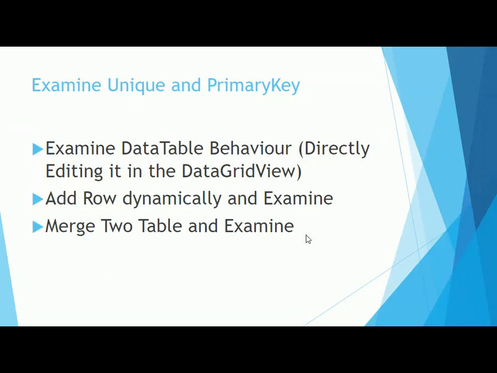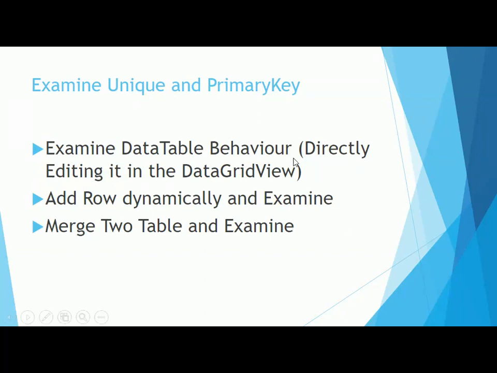So in this example, we are going to examine the data table behavior in three different ways. We will create a data table with constraints. First we will create the data table without any constraint. Then we will create a data table with primary key constraint. Then we will create the data table with unique key constraint and examine the behavior in three situations.